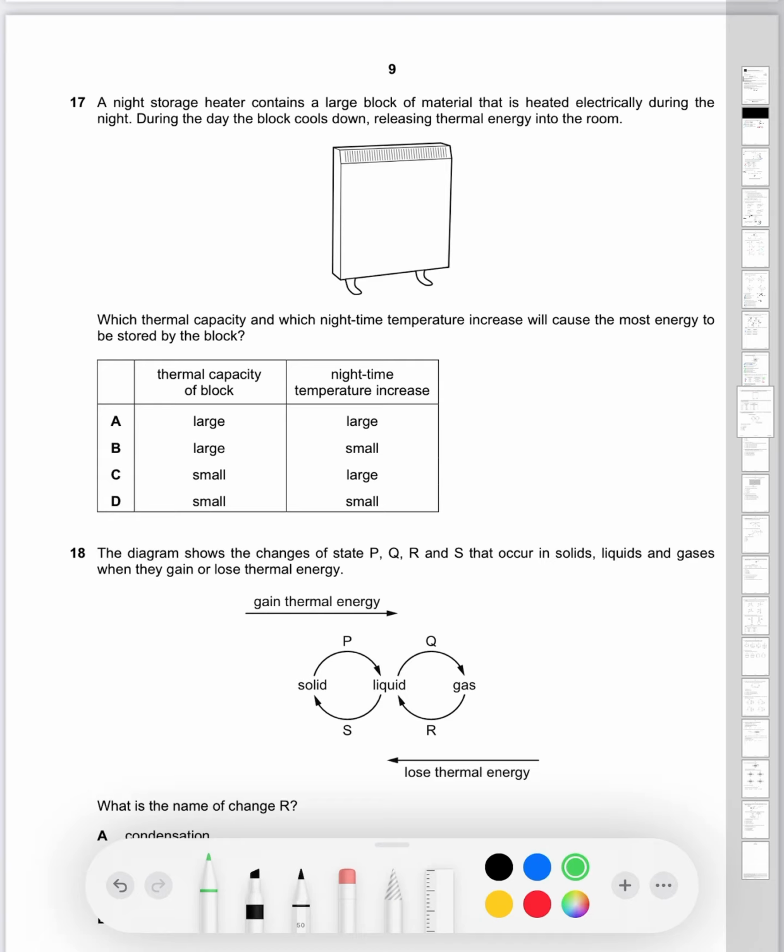But for that thermal capacity to be fully satisfied, you need to also give it large amounts of heat. So that would rule out choice C and D because it says small thermal capacity, leaving us with choice A and B. But if you have a large thermal capacity, why would you want to give it a small temperature increase? So B is also gone, and the answer is A.